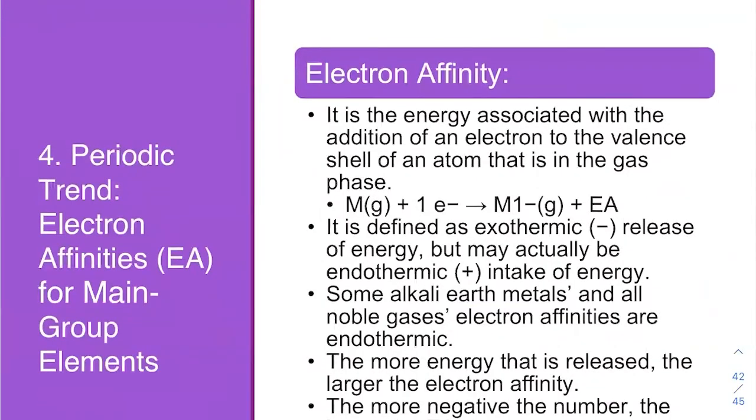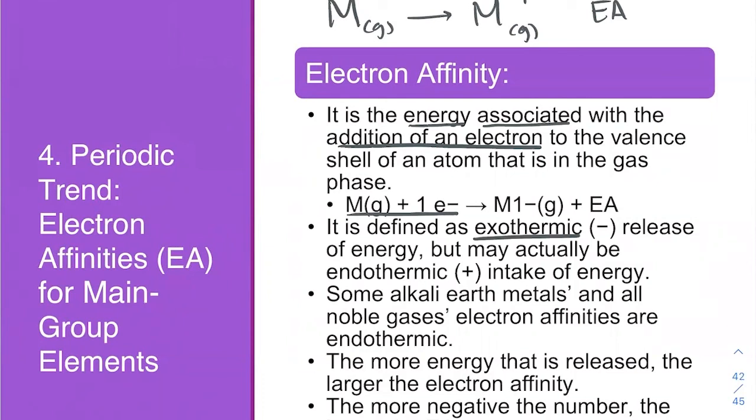Electron affinity is less predictable, but I like to talk about it because it's the opposite of ionization energy. It's the energy associated with an addition of an electron. So notice that atom gaining an electron so that it becomes a -1 anion. And the energy associated with that, we call it electron affinity, and it will always, or most of the time, be negative, releasing energy.